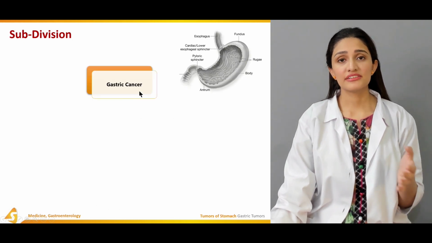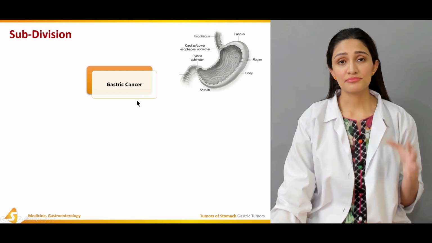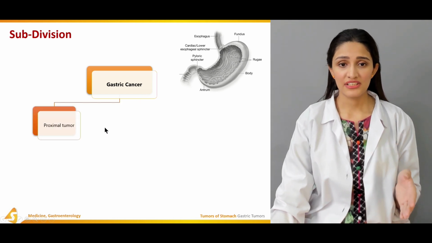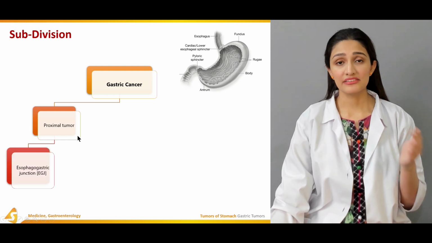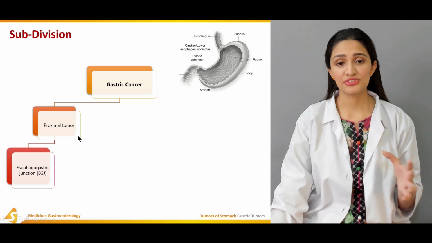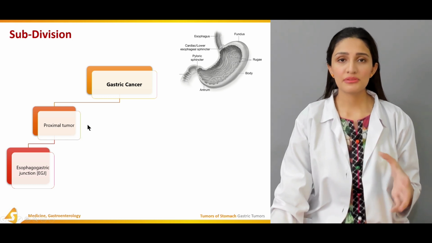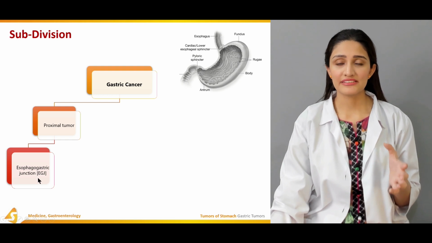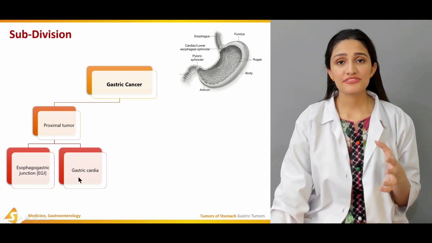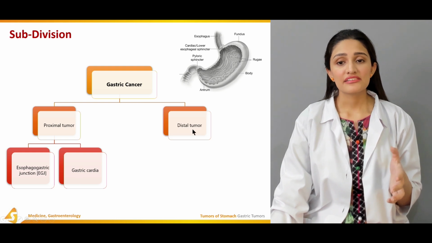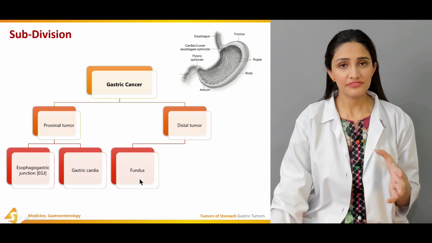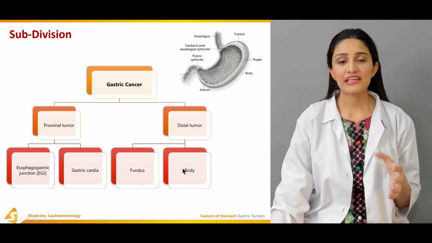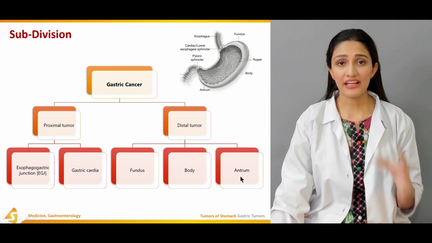So now if we divide gastric cancer primarily on the basis of location, there is a proximal tumor and a more distal tumor. If we talk about proximal tumor, what parts are included? The esophagogastric junction, which is also known as EGJ, and then the gastric cardia. And the distal tumors are divided into three parts, one being the fundal part of the stomach, then the body of the stomach, and finally the antrum of the stomach.